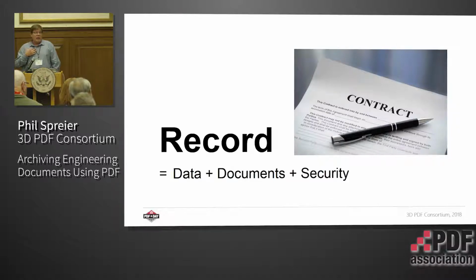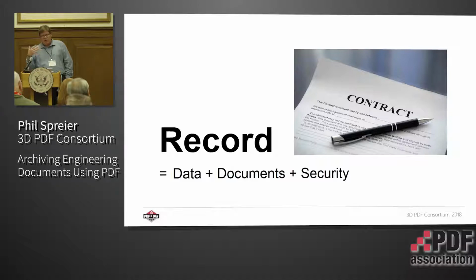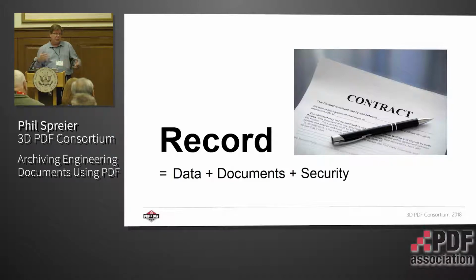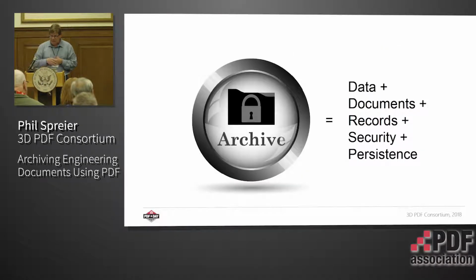When I think about a record, you take those same things that we had there, data and documents, and then you add security to that. What I mean by that is a record has to be persistent. We talked about digital signatures earlier, and it typically has a digital signature or something associated with it. So a record is a persistent thing with some level of security.